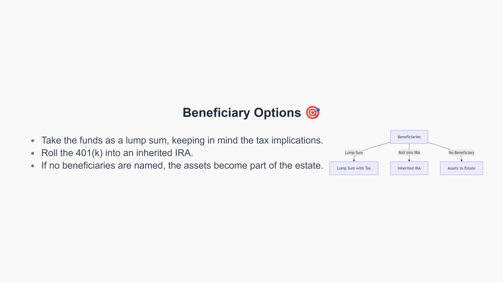Beneficiaries have a few options after being contacted by the provider. They can choose to take the funds as a lump sum, though it's crucial to keep in mind the associated tax implications. Another option is to roll the 401k into an inherited IRA, which may offer more favorable tax treatments. If, however, no beneficiaries are named, the 401k assets will become part of the deceased's estate.